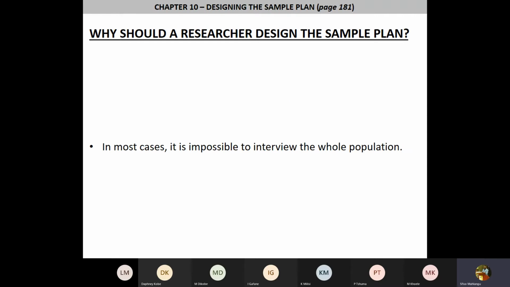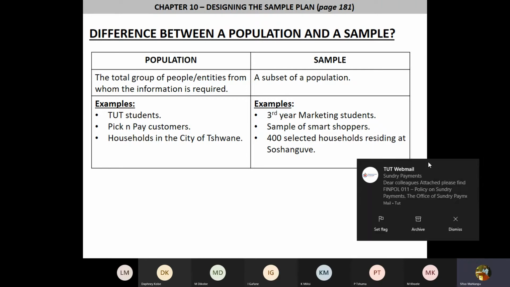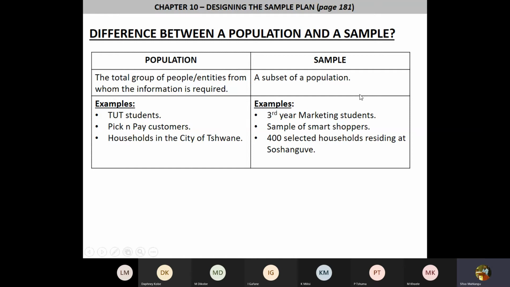So in general, when you look at the difference between a population and a sample, we ask ourselves, when we want true or valid information, should we interview everyone? For example, if we wanted true results about TUT, should we interview every student who is a registered TUT student, or should we invite a certain small group like 30 students? Which one will give us more valid data? Which one will give us more appropriate data for the study?